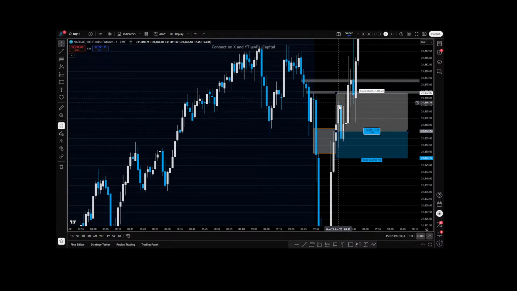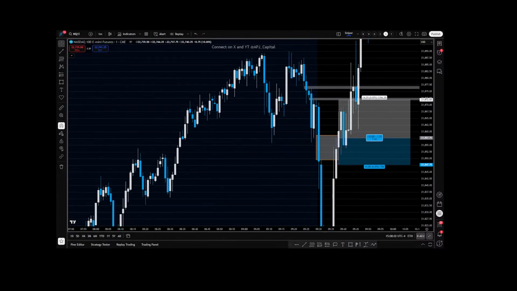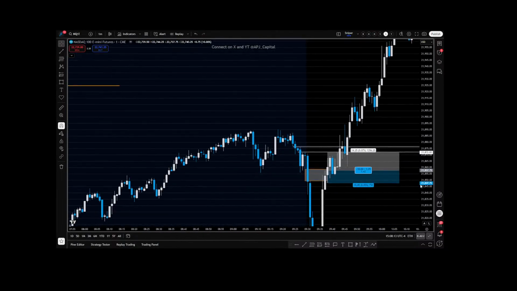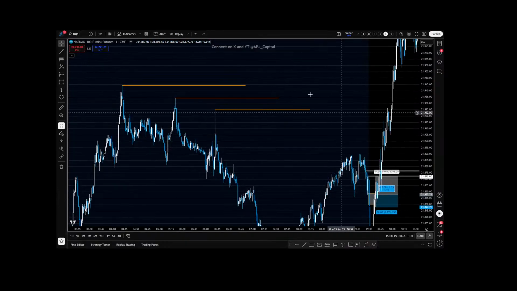No reason to get out. Come back down just below my entry. Sort of get this tweezer bottom here, and price begins to push back up. My exit was this 1 minute fair value gap here that was holding with a swing high there. So this is a great place to take profit, right? Swing high and a small 1 minute fair value gap. As you can see, obviously we did push up, taking out all of these highs.